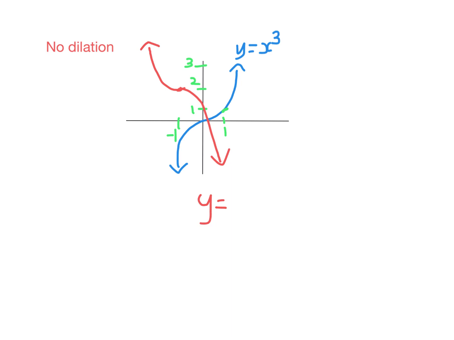So to move it 1 to the left, we know that we need to replace x with x plus 1. This would be the same graph as blue, except moved 1 to the left. In order to reflect about the y-axis, we need to put the negative in front of the function like that. And finally, if we want to move it up 2, we need to add 2. So this is the equation. If I start with this equation, I will get the red graph.